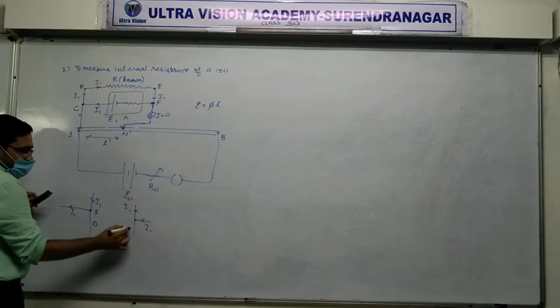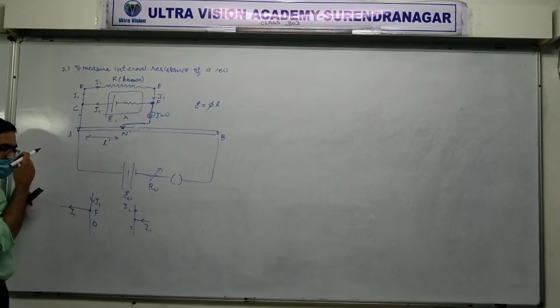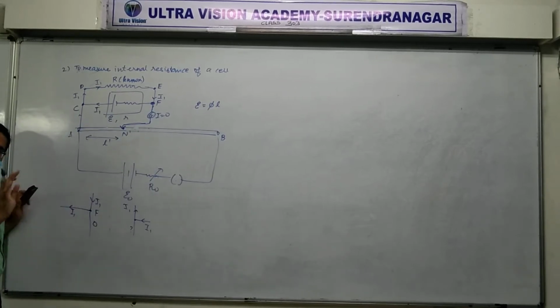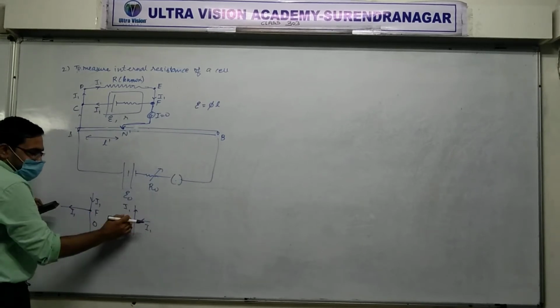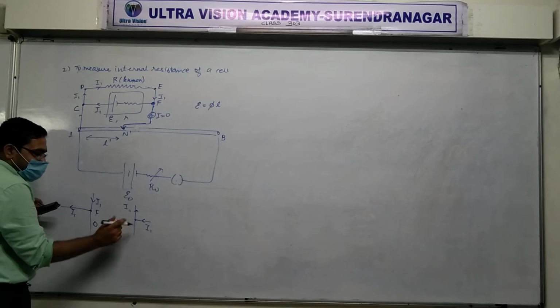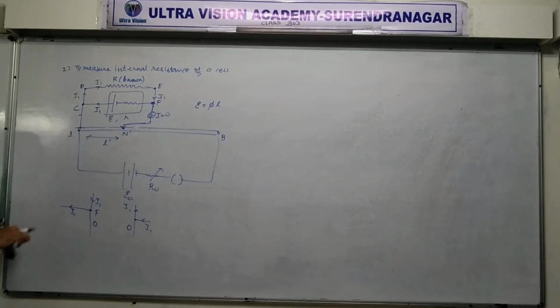So what's the current here? What's the current here? 0. Everyone got that? Okay, because if I1 is incoming, this I1 is outgoing, then nothing is left over. So this current is 0.